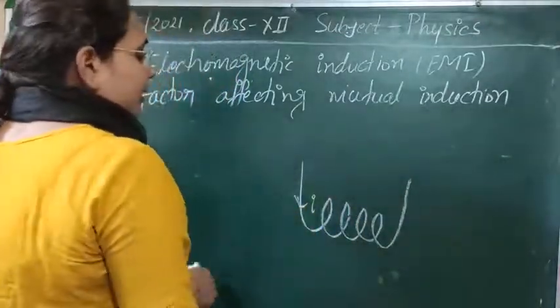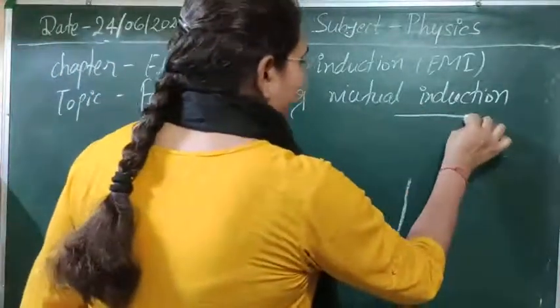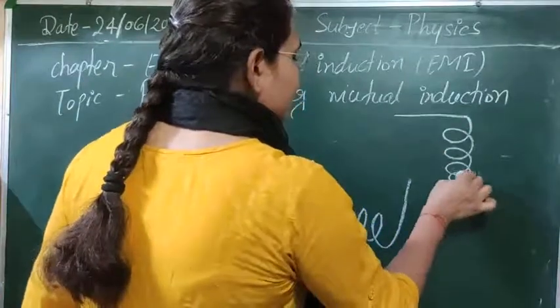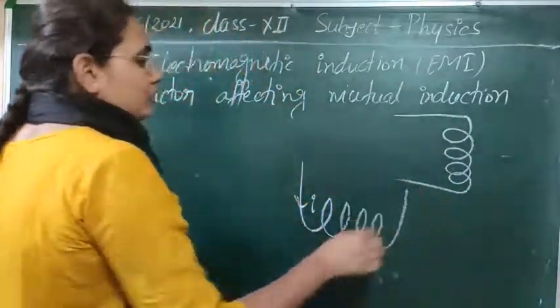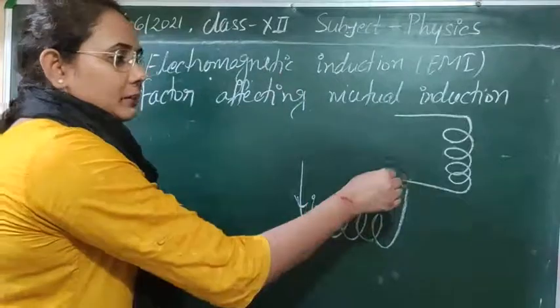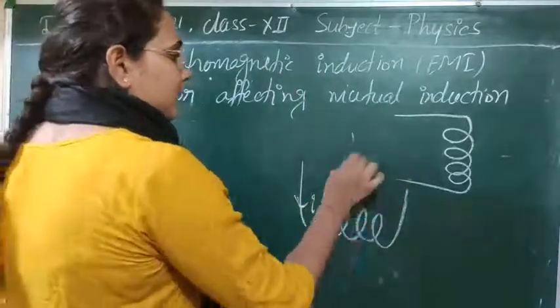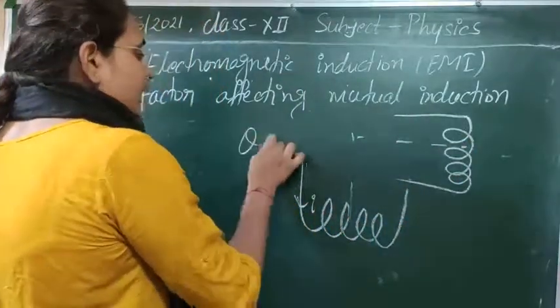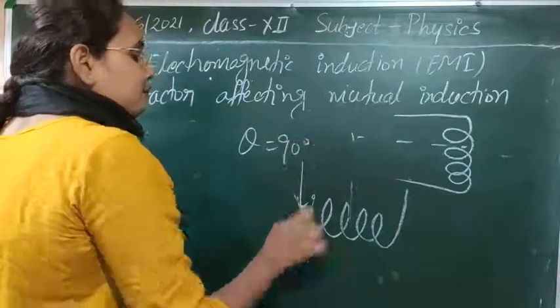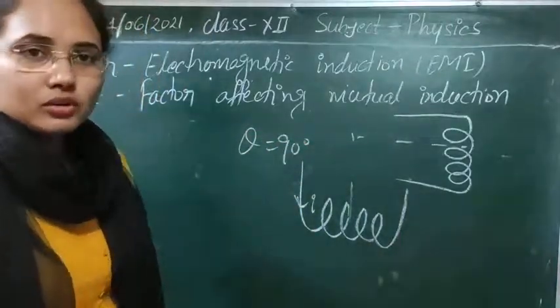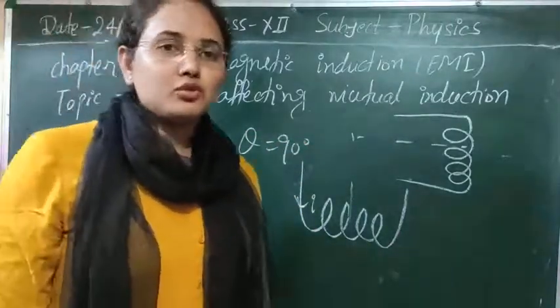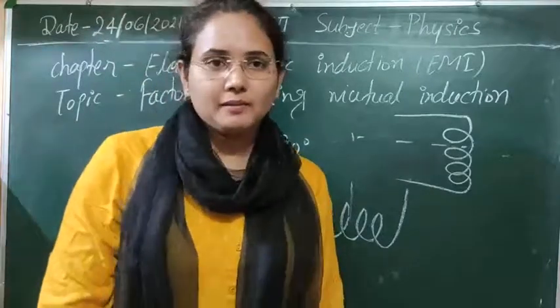But if we put them perpendicular to each other, like one coil we have in this manner and the second coil we have in this manner, these two coils you can see are perpendicular to each other, their axes are perpendicular. As theta is equal to 90 here, the flux changes will be 0. So in this case we will have the minimum mutual induction.